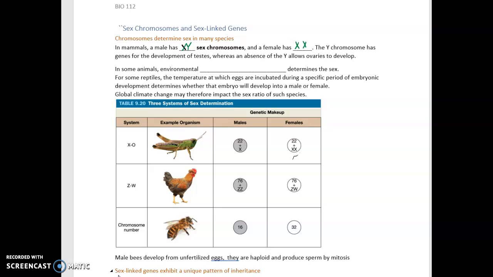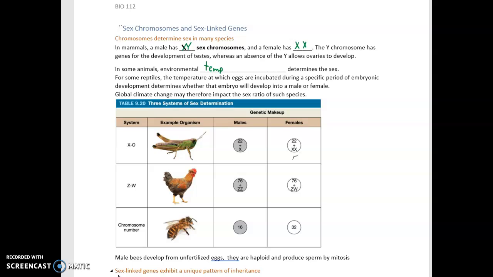develop. In some animals, the environmental temperature will determine the sex. So this is some reptiles. The temperature at which the eggs are incubated will determine whether those animals will become male or female. So global climate change will have an impact on the sex ratios of these species.